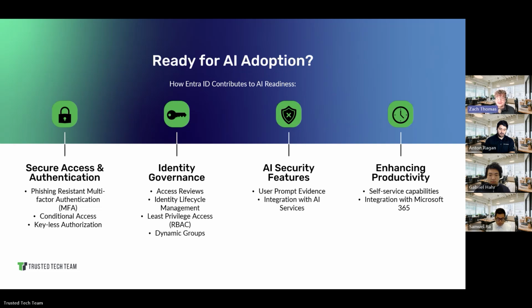Over to the identity governance side of things, where we're looking at access reviews, our lifecycle management, our least privileged access through RBAC, and our dynamic groups, making sure that no one is having too much permission. And if they do need the higher permission, to rotate out those permissions as necessary.